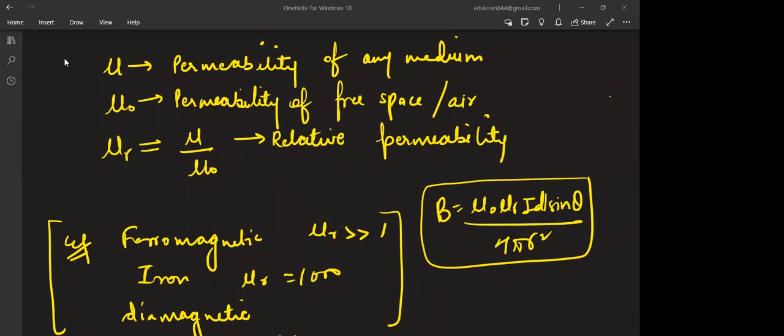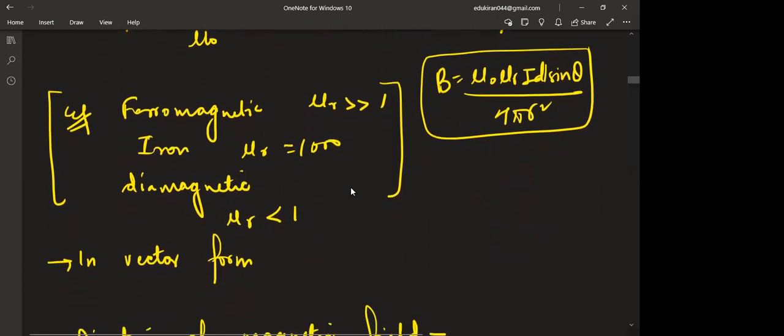If you take the ratio of mu and mu naught, that is permeability in any medium divided by permeability in air, the quantity which we get is known as relative permeability. You just have to remember these basic forms of permeability. For ferromagnetic substances, relative permeability is greater than 1. For iron, this is about 1000. For diamagnetic substances, this is less than 1.